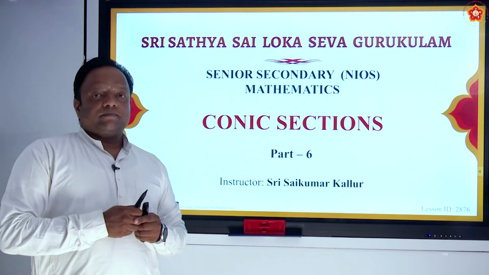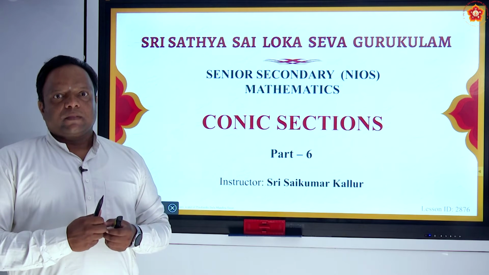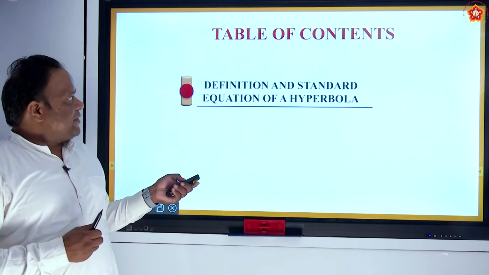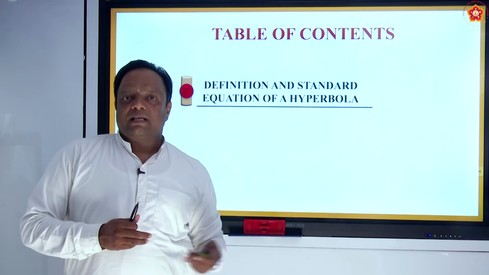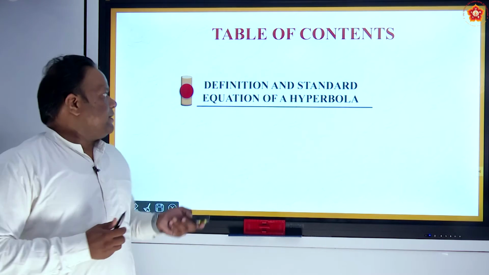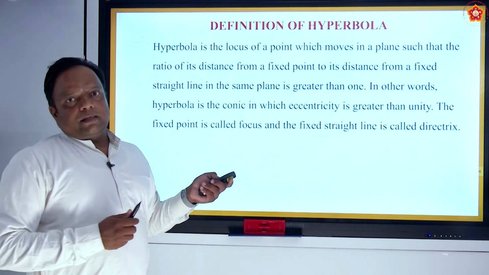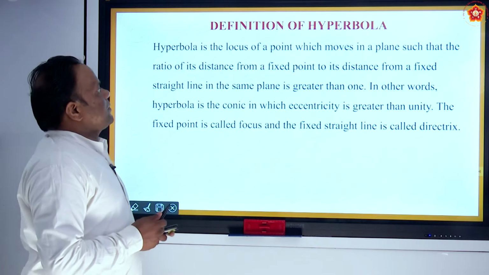In the conic section, we see in this class the hyperbola. So what is the hyperbola? The definition of hyperbola and the standard equation of hyperbola. We learnt in the last class the ellipse and some problems related to the ellipse. Now, what is the hyperbola, the derivation of the hyperbola, and some important results of the hyperbola.